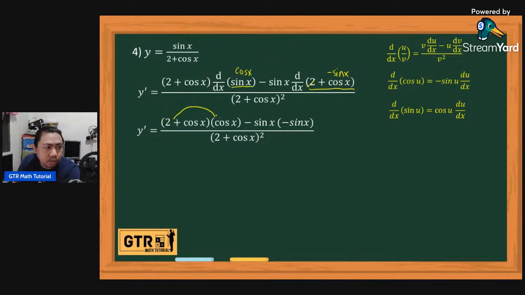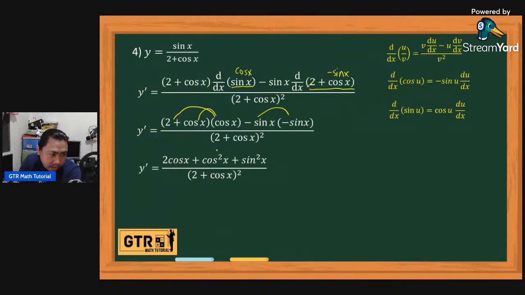Distribute the cosine x to positive 2 and cosine x, distribute negative sine x to negative sine x, or just simply multiply. Hindi pala din-distribute, isa lang. Okay, so we have 2 cosine x plus cosine squared x plus sine squared x. Just copy the denominator, 2 plus cosine x squared. So no need to expand the denominator, 2 plus cosine x squared.